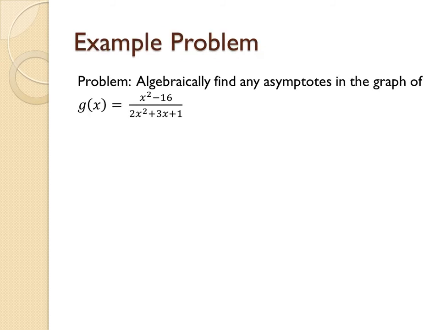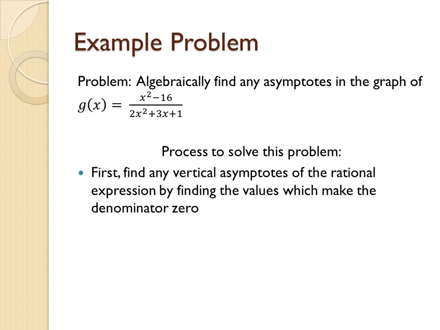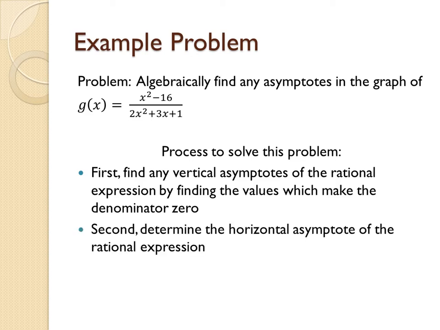Suppose we are given the problem: algebraically find any asymptotes in the graph of g of x equals x squared minus 16 all over 2x squared plus 3x plus 1. The process I will go about to solve this problem would be to first find any vertical asymptotes of a rational expression by finding the values which make the denominator 0. Second, I would determine the horizontal asymptote of the rational expression.